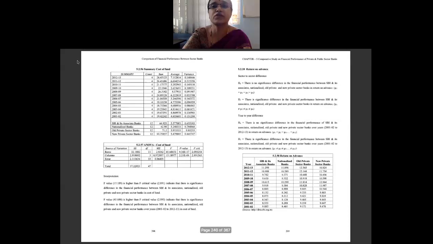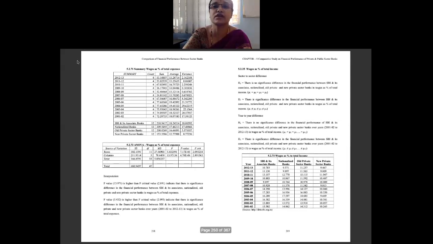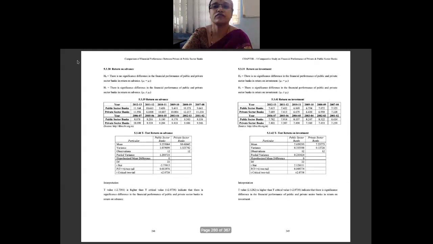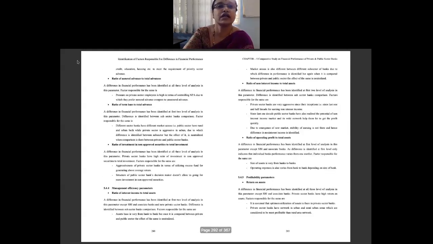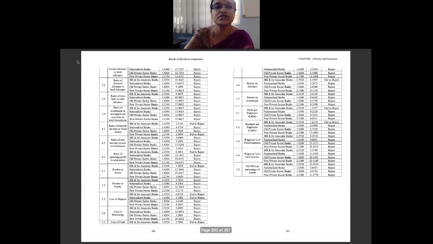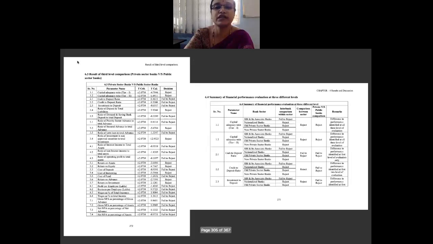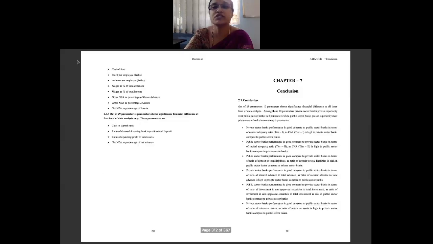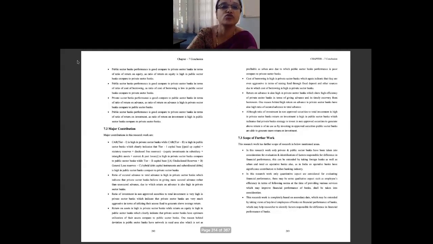Now let us come to the last chapter, that is results and discussion. Here they have presented the entire thing in the form of a table, and in the discussions they've given the parameters that they have taken, and in the end they have given a conclusion.